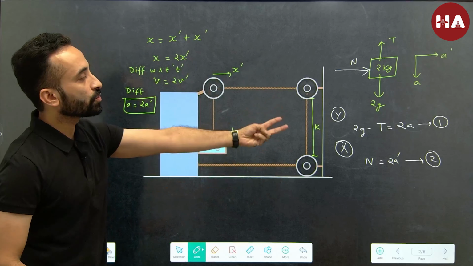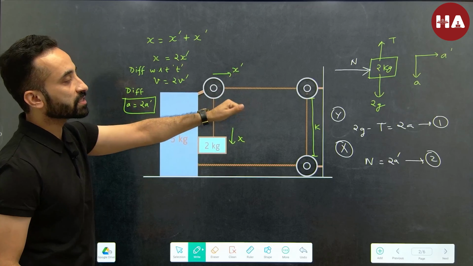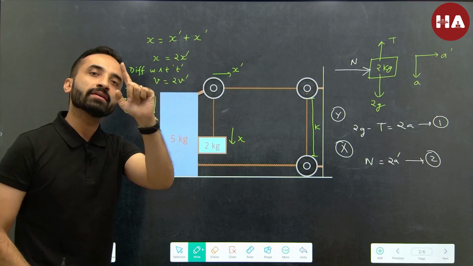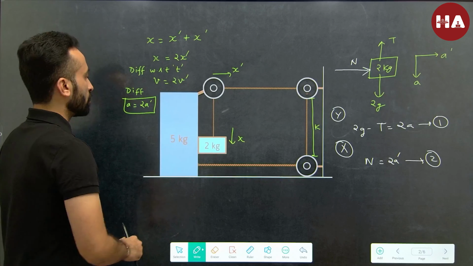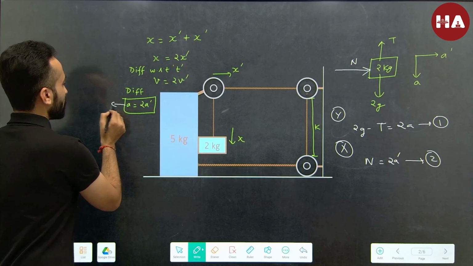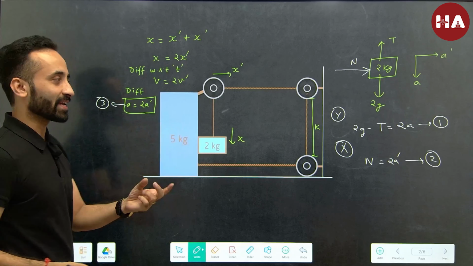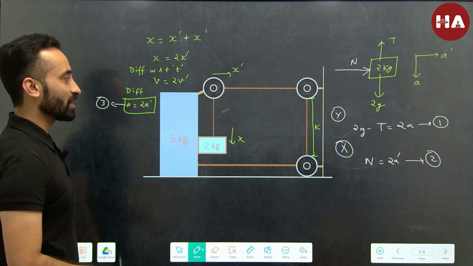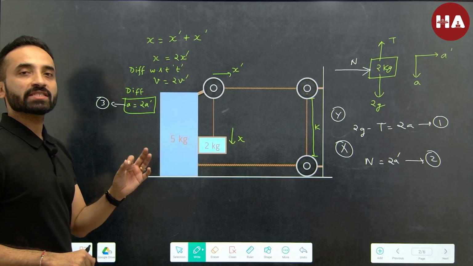So clearly you have framed two equations here, and the number of variables is 4 in fact: N, T, a and a dash. So you need two more equations. In fact, there is one more equation already, that a is equal to 2a dash. So there are three equations. We need one more equation to solve this problem entirely. Who will give us that equation?